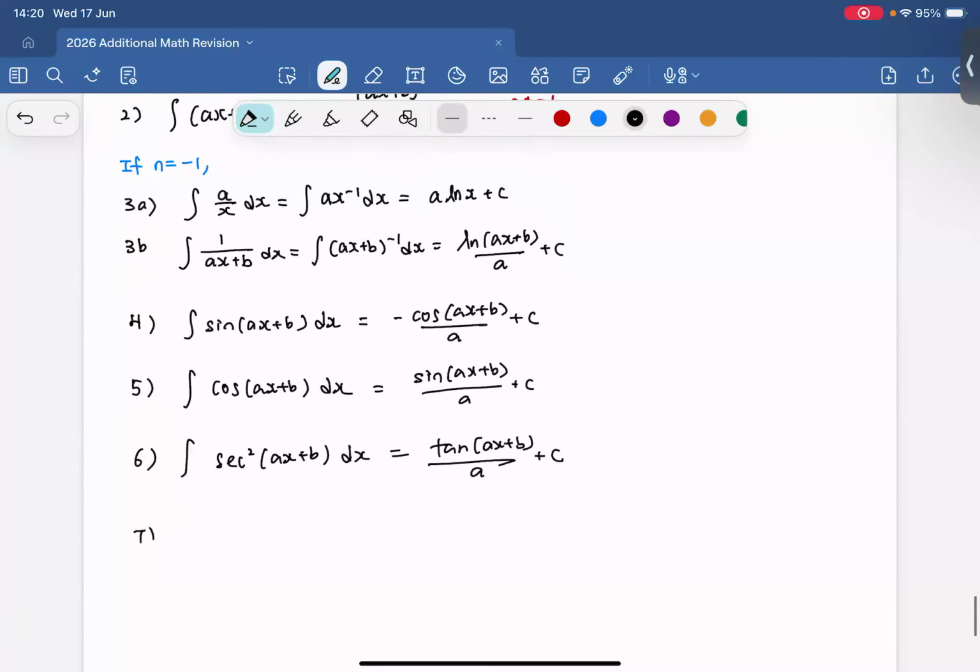And last but not least, you integrate e power ax plus b. It will be e power ax plus b. The power will not change. Remember to divide by the differentiation of the power.